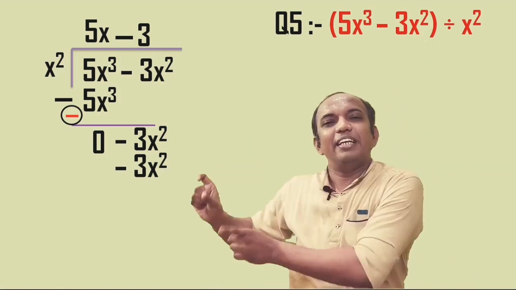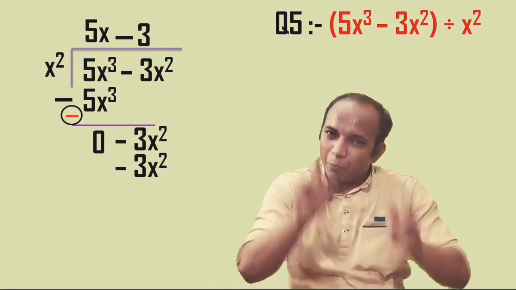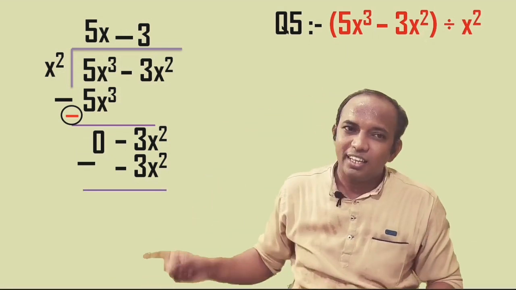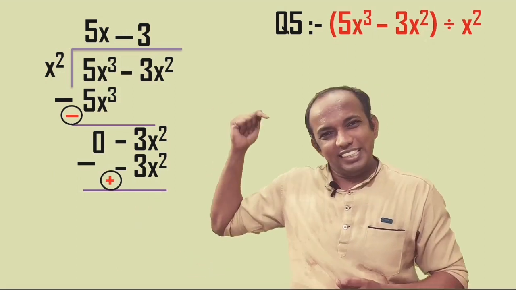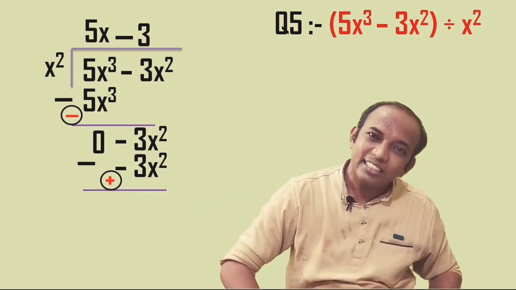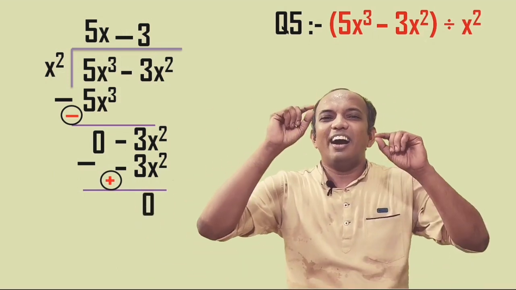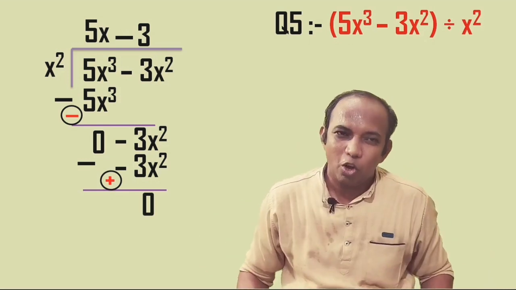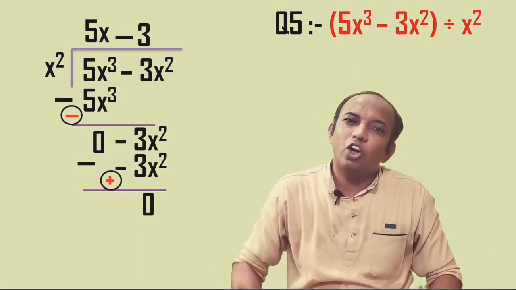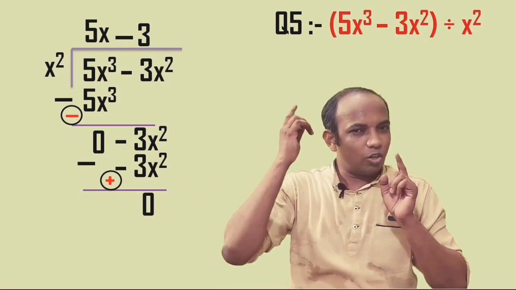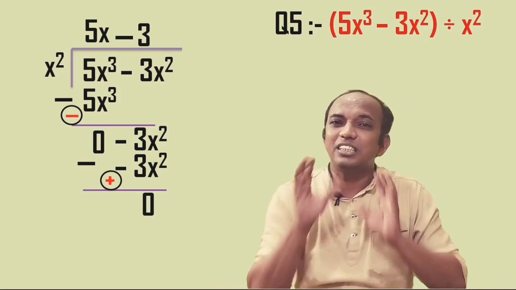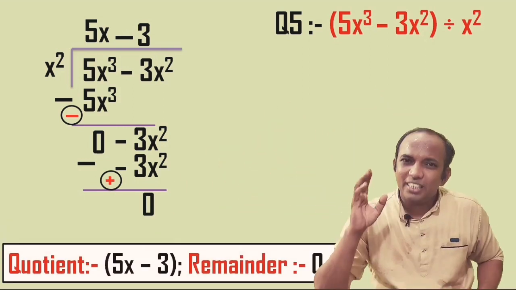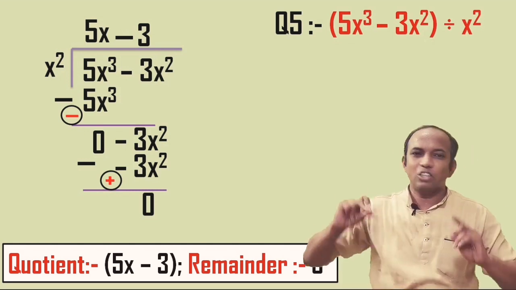As a result we get minus 3x square, and the moment you do subtraction there will be a change of sign that gives the positive sign to the second 3x square, and as a result we get 0 according to the rules of integers. Okay, so what we got over here, we got 5x minus 3 as a quotient and the remainder is 0. Shall we try one more sum? There is a sixth question of the exercise on the board.